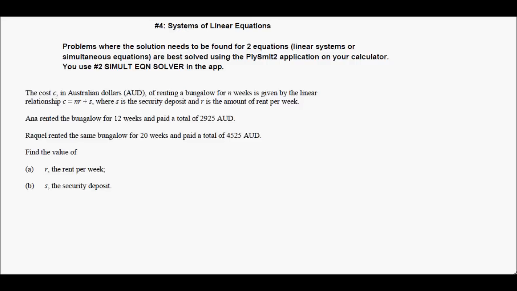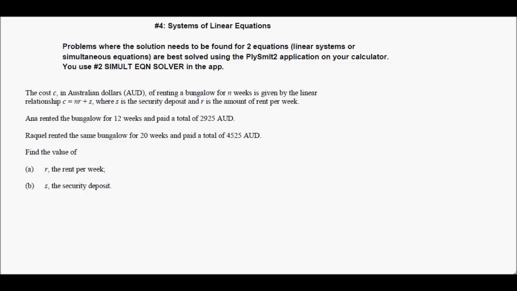Okay, for the fourth part here, we're going to do systems of linear equations, also called simultaneous equations. Problems where the solutions need to be found for 2 equations, linear systems or simultaneous equations, are best solved using the PolySimult 2 application on your calculator. You need to make sure you have this. It's the only one the IB allows. It's really good. You use the simultaneous equation solver in the app. Okay, and I'll show you how to do that in just a second.